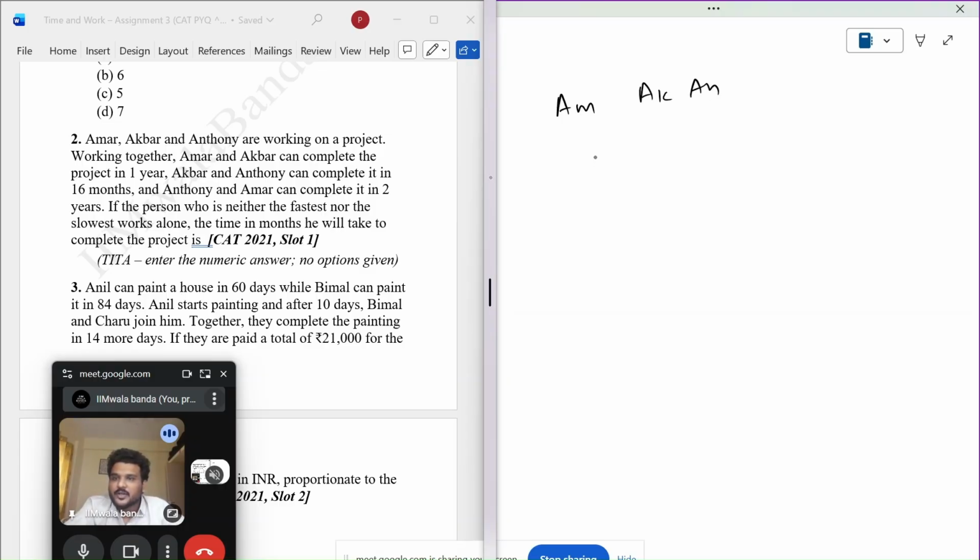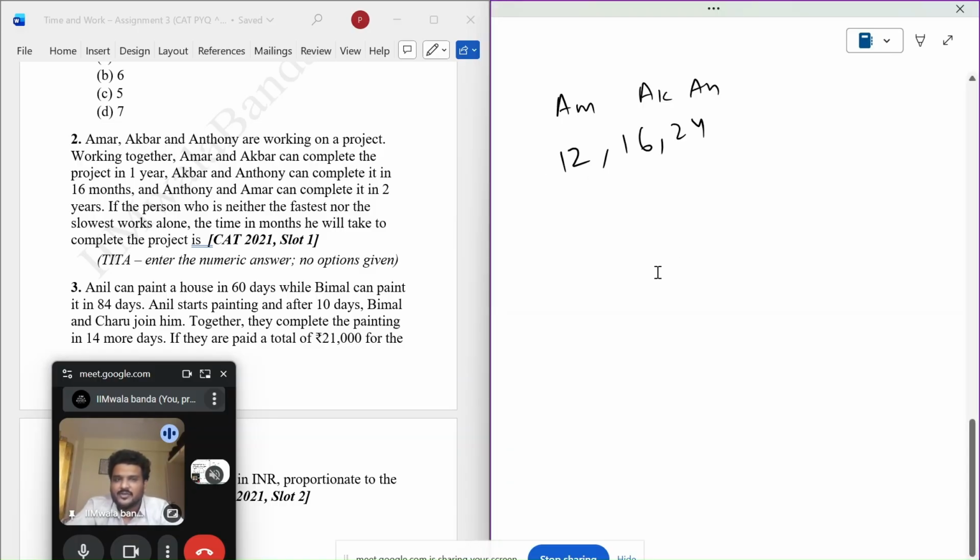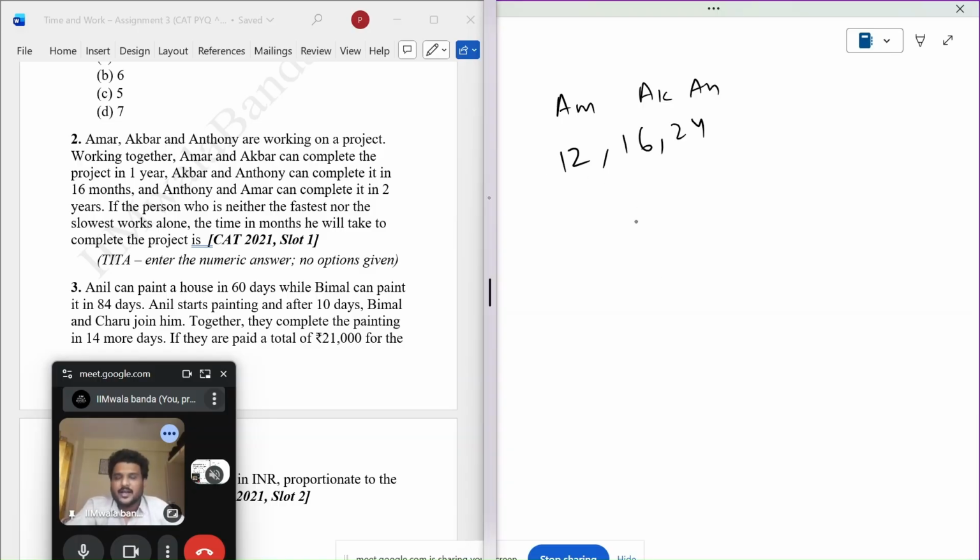They're working on a project together. They can complete the project in 1 year, 16 months, and 2 years. Okay, better to write it in months then. So it is 12 months, 16 months, 24 months. If the person who is neither the fastest nor the slowest works alone, find the time taken. This is basically the time taken by AM, AK, AN, and we need to find all three values so that we can find out who is taking neither the most time nor the least time.